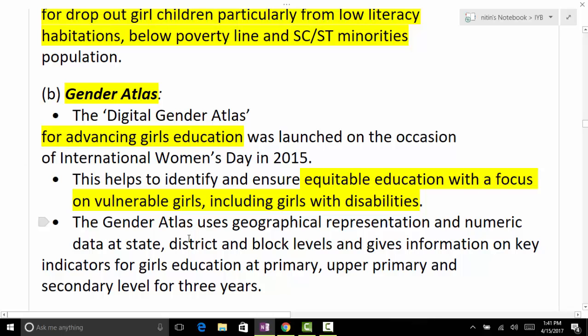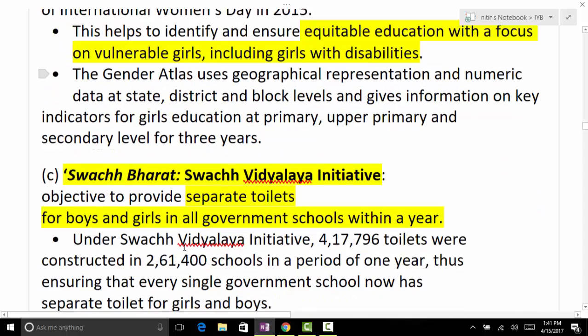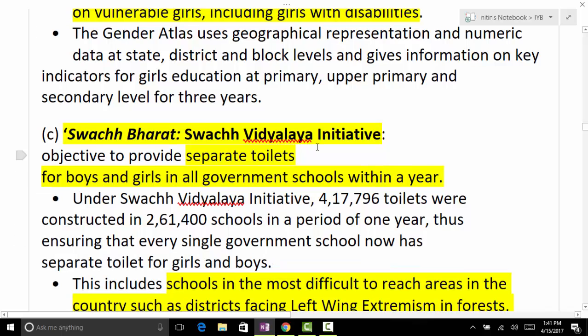The Gender Atlas provides data on girl education. When you have the data on girl education, you can work on it with a focus on vulnerable girls and girls with disabilities. And the Swachh Bharat Swachh Vidyalaya initiative: separate toilets for boys and girls. This had been a reason why girls were seen dropping out of schools, right?